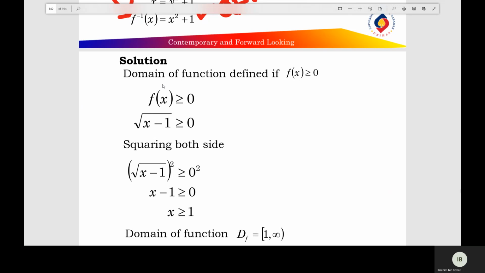Before you sketch the graphs of the inverse function, you find the domain of f(x). The domain of the square root function is defined if f(x) is greater than or equal to 0, so the square root of x minus 1 is greater than or equal to 0, and you square both sides. X minus 1 is greater than or equal to 0, so x is greater than or equal to 1. The domain of the square root function is 1 to positive infinity using a semi-open bracket.